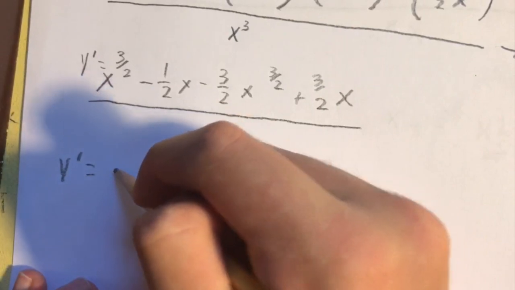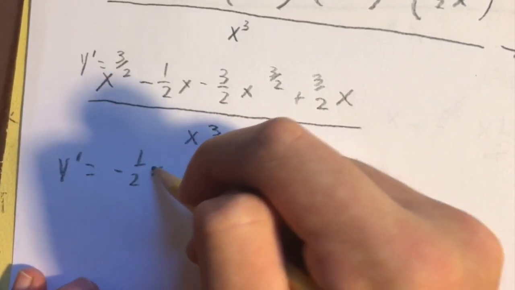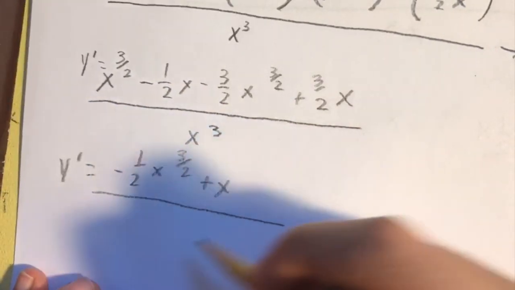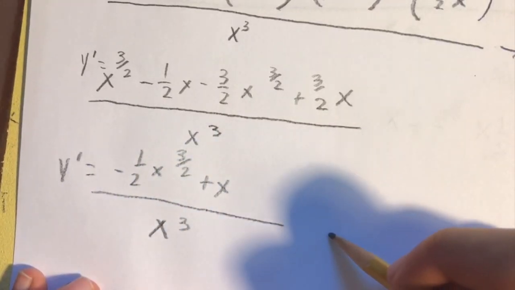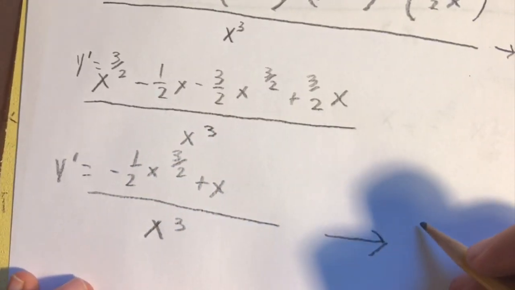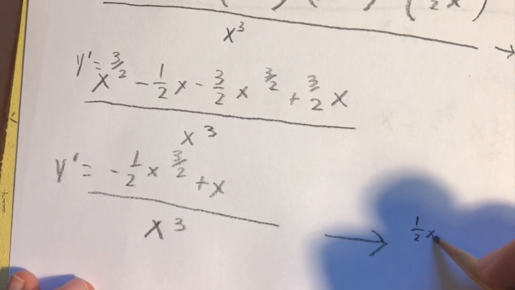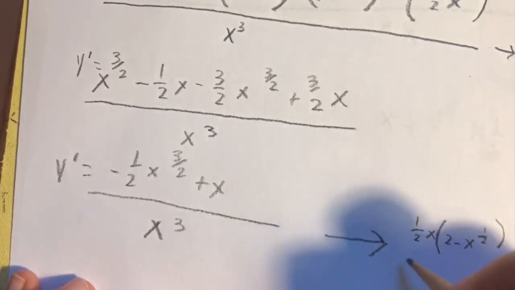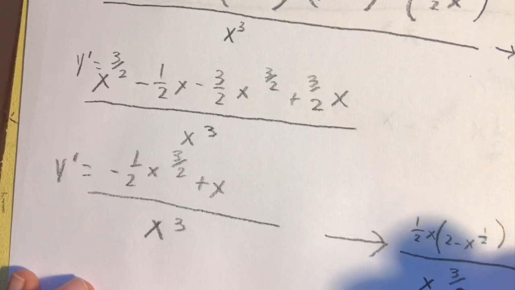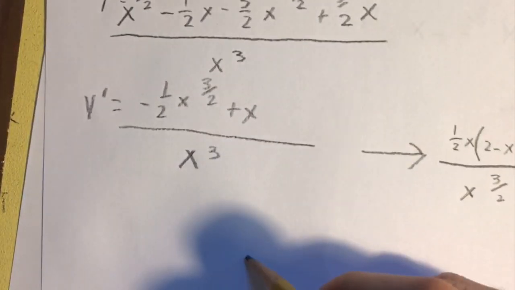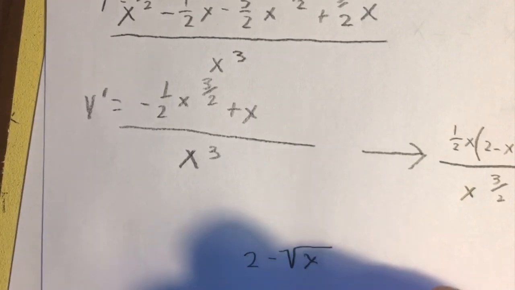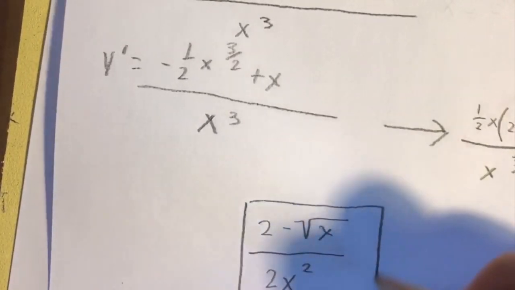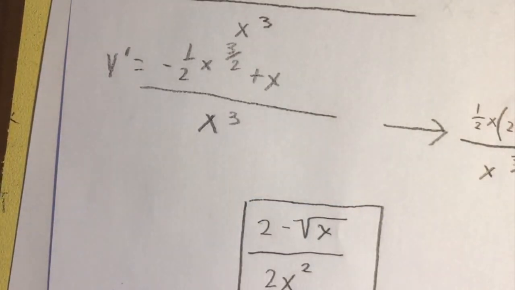Now that we've multiplied all the values that we can in the numerator, we can look for our like terms, and add or subtract them. This should simplify our function greatly, so that we end up with 1/2 x times 2 minus x to the 1/2 over x to the power of 3/2. So now we can further simplify by crossing out the x's and bringing the 1/2 down to the denominator, leaving us with 2 minus square root of x over 2x squared.